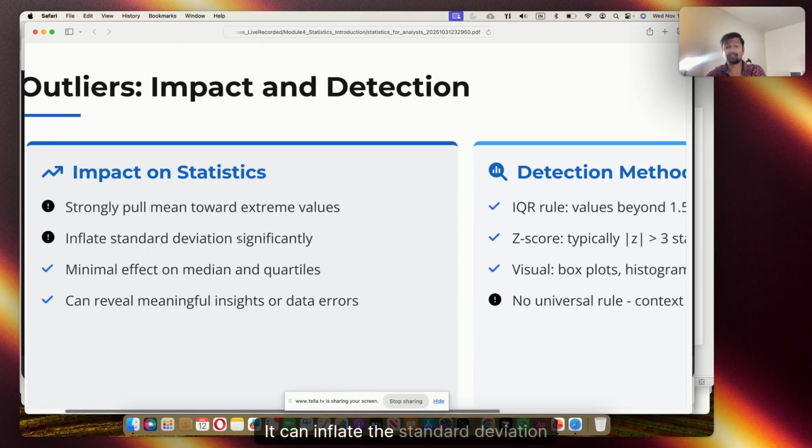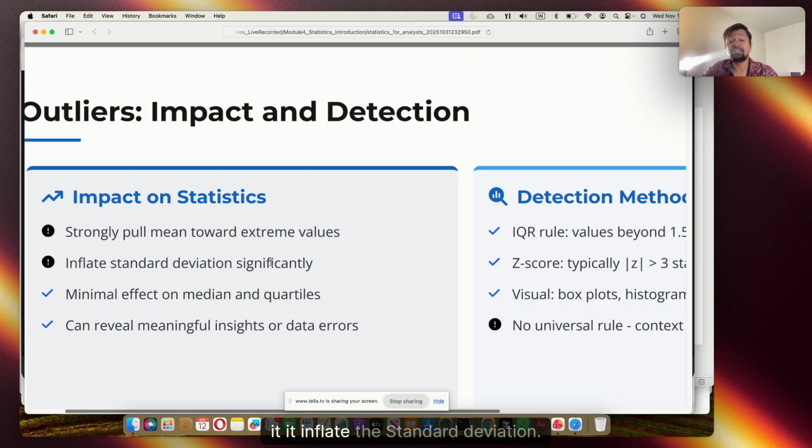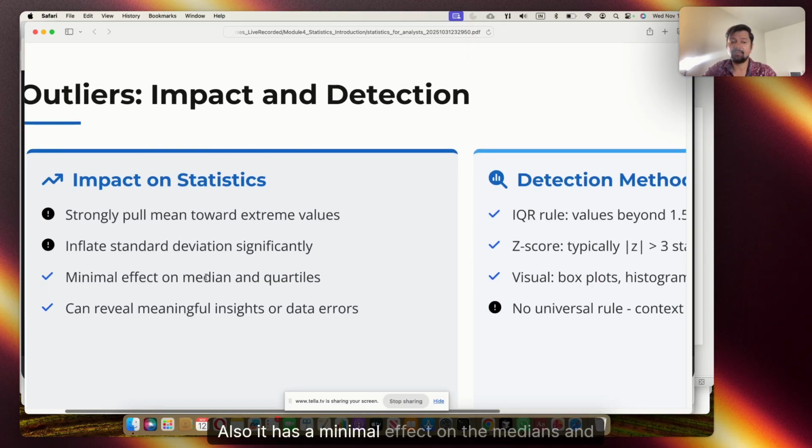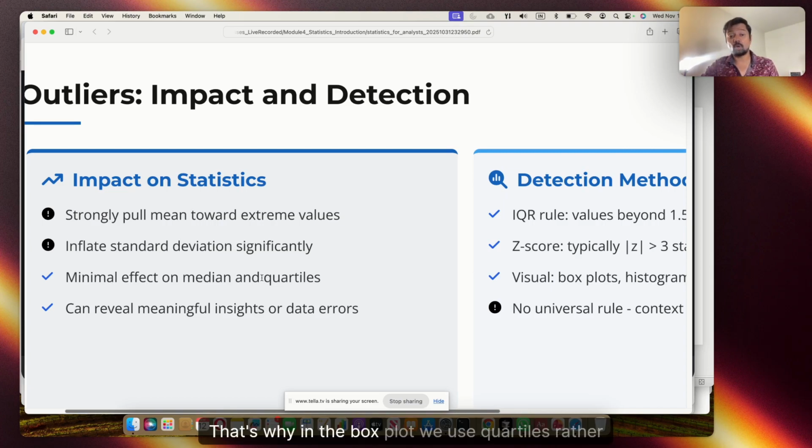It can inflate the standard deviation significantly. When you compute the variance and the standard deviation, the outlier inflates the standard deviation also. It has a minimal effect on the medians and quartiles. So that's why in the box plot we use the median and quartiles rather than the mean. That's why it's very, very important. Median and quartiles are super robust and not sensitive to the outlier. This can reveal meaningful insights or data errors.